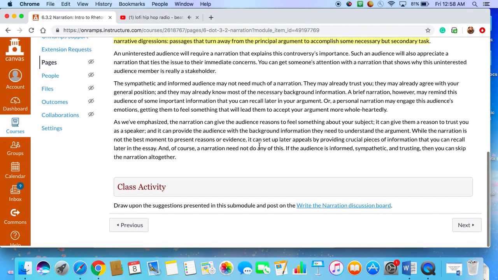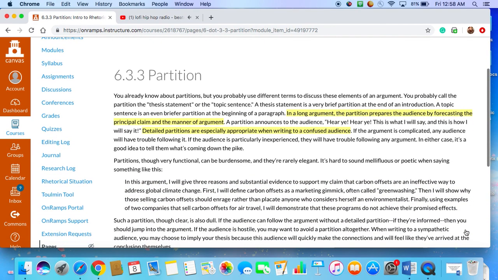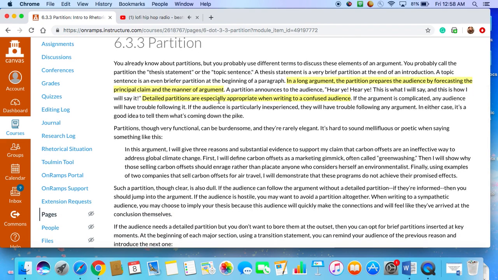Okay? So then the last part of the introduction is the partition. The partition is like your thesis statement, except it's a little longer than that. It's not just your principal claim or your thesis statement. You're also explaining how you're going to build your argument. So I really like the way they word it here. It's basically where you're telling your audience, hear ye, this is what I will say, and this is how I'm going to say it.